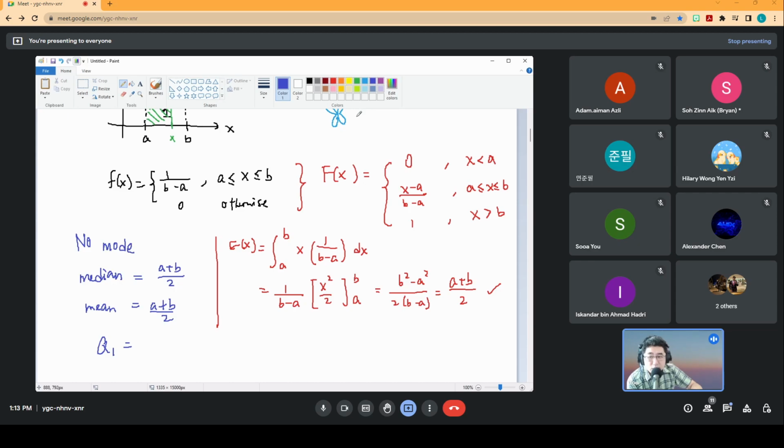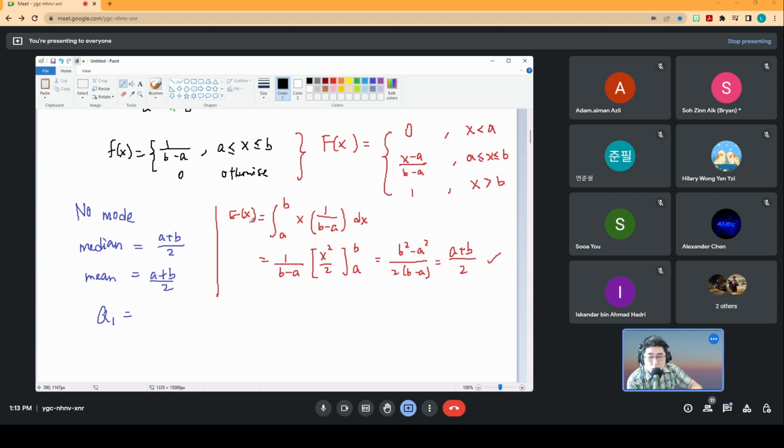Of course, you can see that the Q1 here is something that can be obtained purely by logical thinking. Why do I say that? Because it's a rectangle with a height of 1 over b minus a, and your Q1 is over here, your a is over here, the area that you need is 1 over 4. This is why we can identify it logically by using critical thinking. So you will see that Q1 minus a times 1 over b minus a equals 1 over 4. So Q1 is 1 over 4 times b minus a, plus a. Get it?